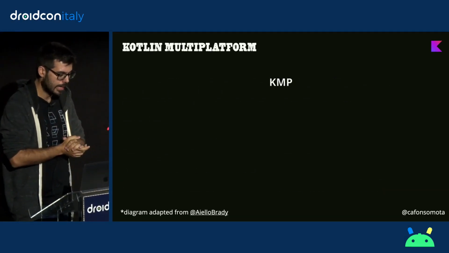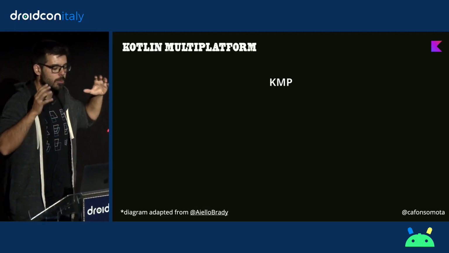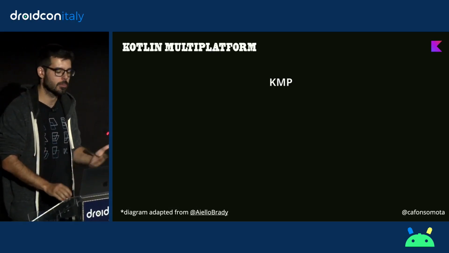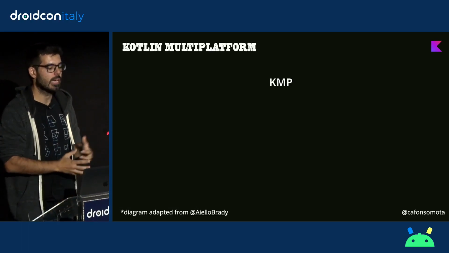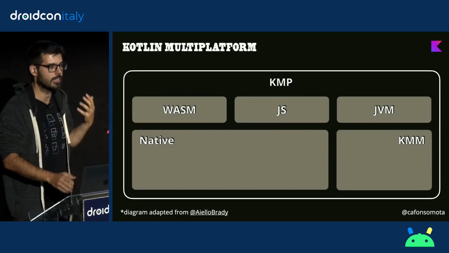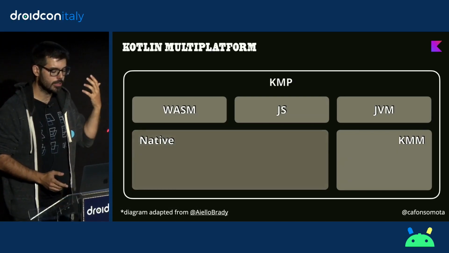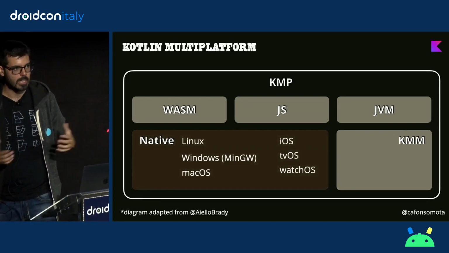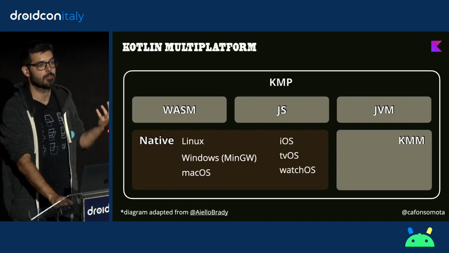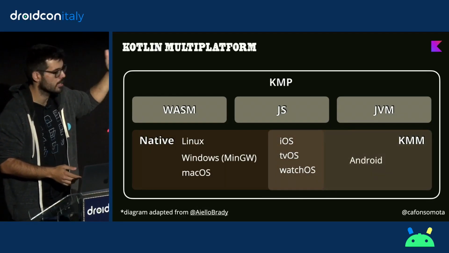Another thing, I'm just going to give a bit of an overview about a couple of keywords that you're going to hear. A couple of years ago, you were going to hear MPP, which stands for multiplatform. It was rebranded to KMP, Kotlin Multiplatform. And Kotlin Multiplatform means WebAssembly, JS, JVM, Native, and KMM. KMM stands for Kotlin Multiplatform Mobile. When we talk about native, we talk about the desktops, and we also include iOS. When we talk about Kotlin Multiplatform Mobile, we talk about Android and iOS, watchOS, and tvOS.